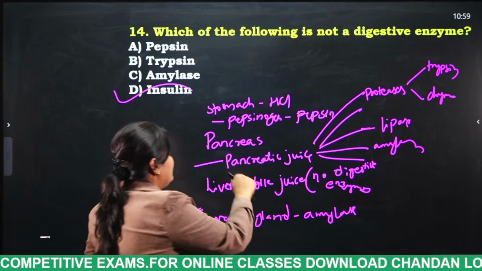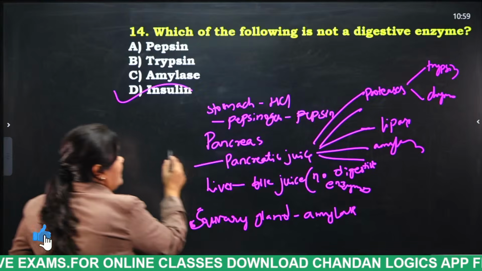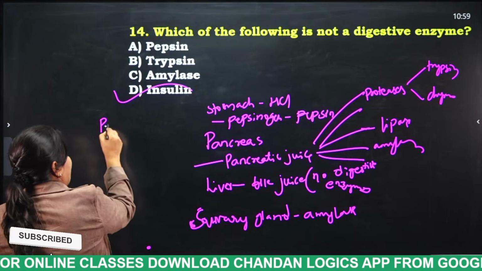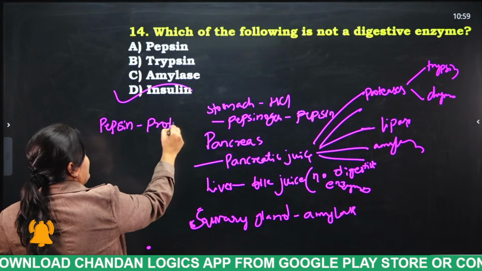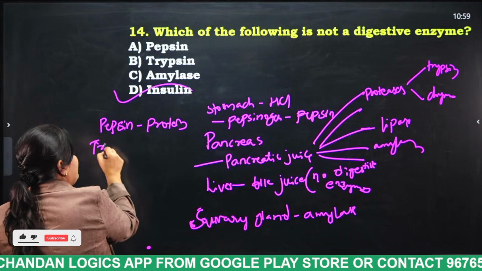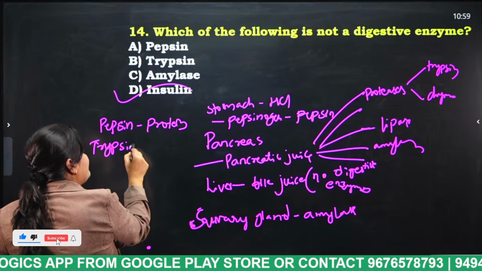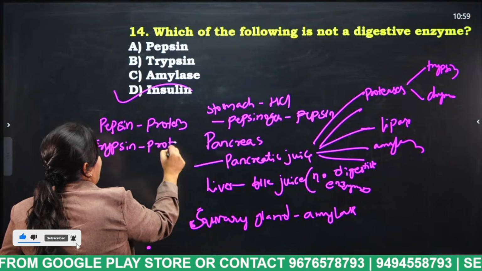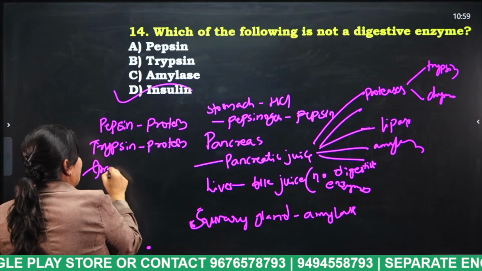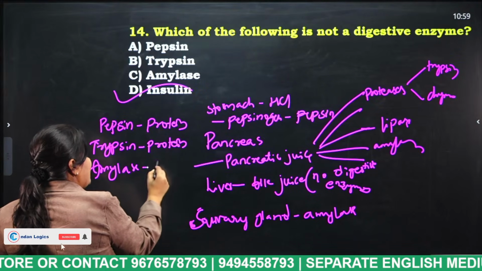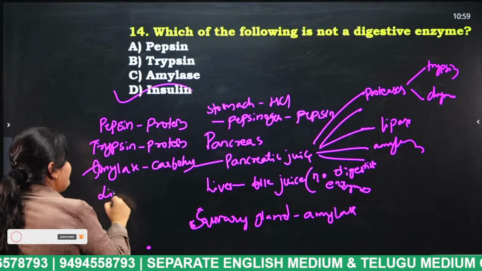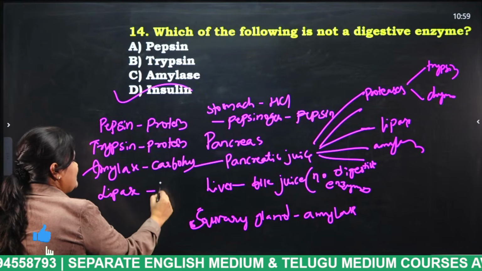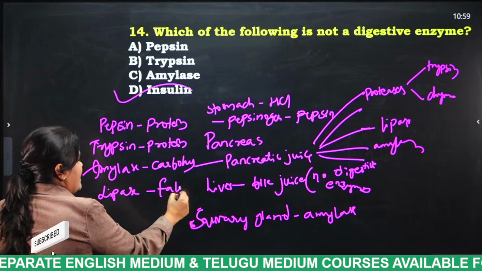Okay, now pepsin in the stomach. Pepsin will digest what, students? Pepsin will digest proteins. Next, trypsin. Trypsin will also digest what, students? Proteins. Next, amylase. Amylase will digest what, students? Amylase will digest carbohydrates. Next, lipase. Lipase will digest what, students? Lipase will digest fats. And bile juice.